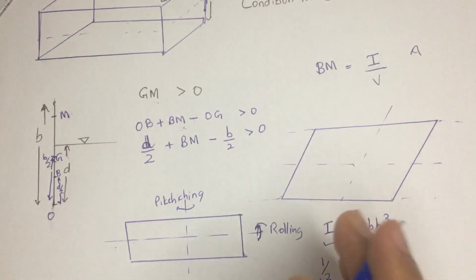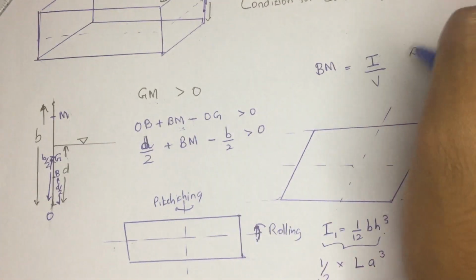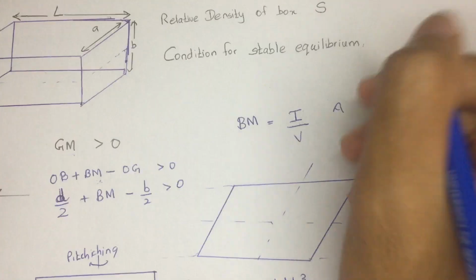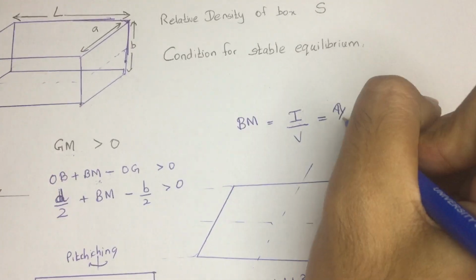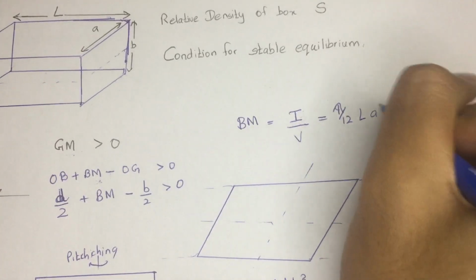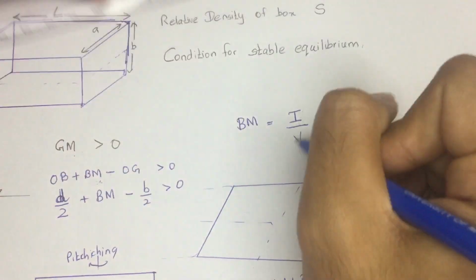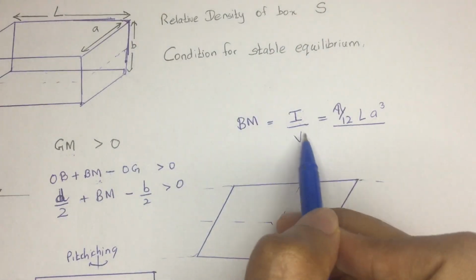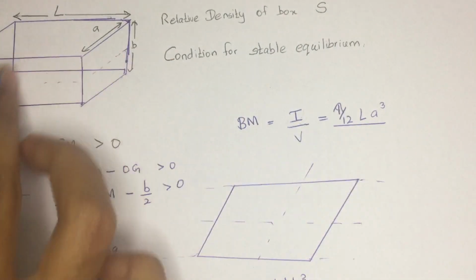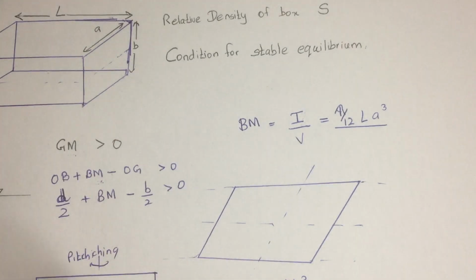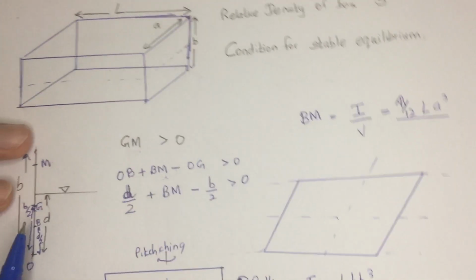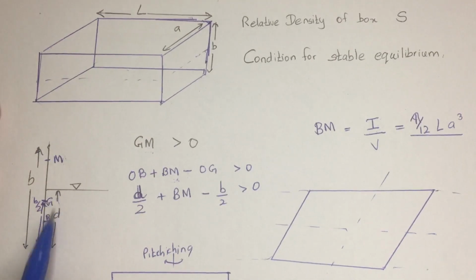So we can directly substitute over here. So we are going to get 1 by 12 L A cube, and we need to divide it by the volume. Remember that it's the submerged volume. We can't take the whole volume of this body. We are going to take the submerged volume. Actually, we knew that it's going to submerge for the depth of d.